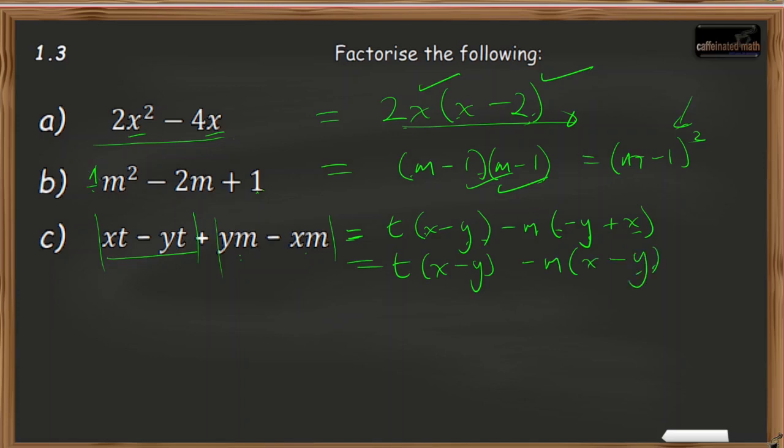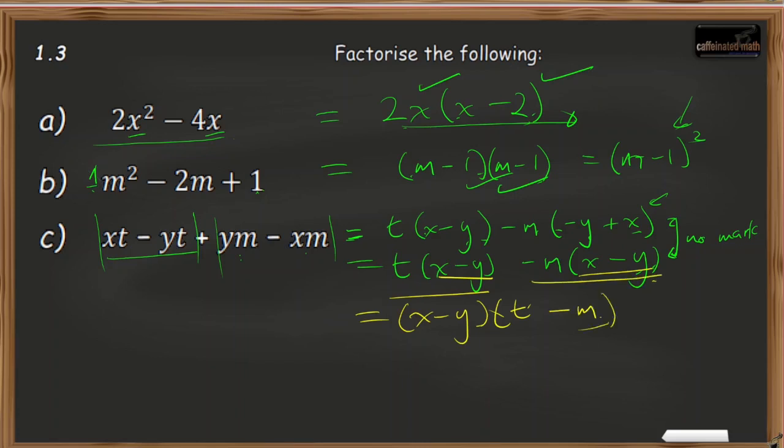Now, just a word on this, there will be no mark for this. This rearranging can be done mentally, and the step is actually a bit unnecessary, but that is just what it is. Now back to regular programming. X minus y between brackets over there now becomes my new common factor. There it is. And then what's left over here, a t, and in the second term a negative m. And there I am done with my factoring.